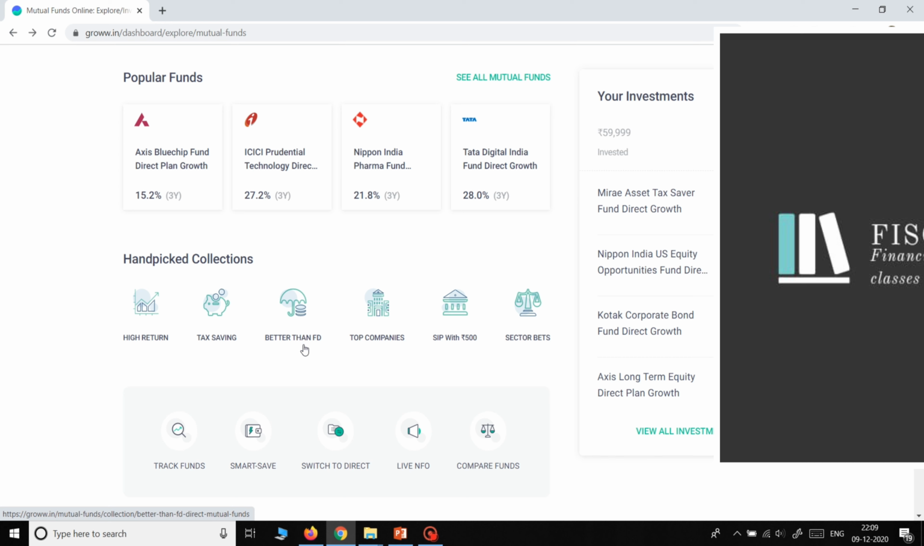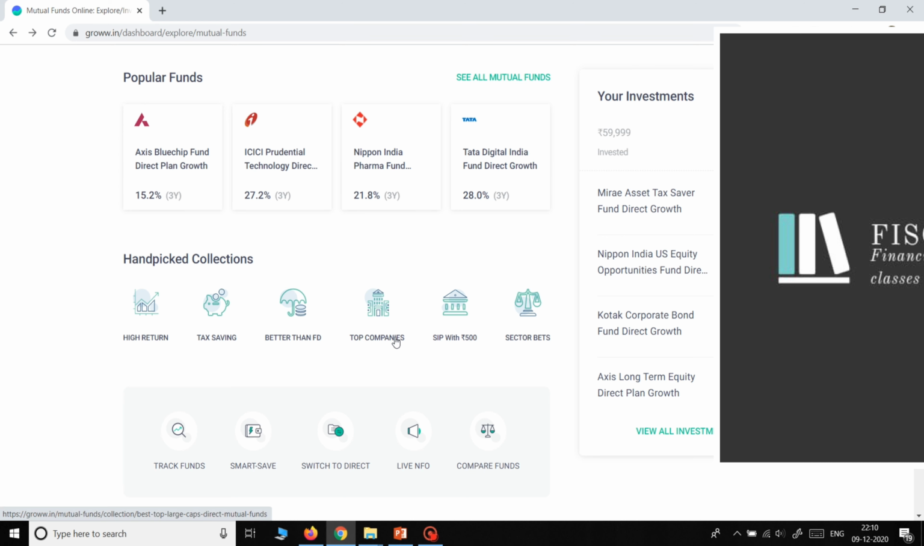The third category is better than FD. It is basically investments in bond funds, corporate bond or government bond funds. You can see Kotak corporate bond fund is given here. These are the funds where you can get a return better than FD with very low risk, because they are bonds, they are not stocks. You can learn more about bonds in a video I will upload in the video series, or you can learn it from Google, etc. This is a type of investment where you get around 8-9% return with very low risk.